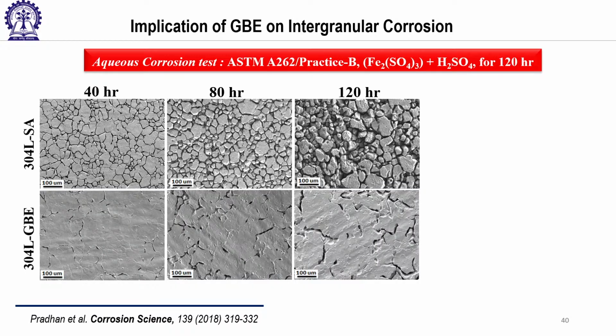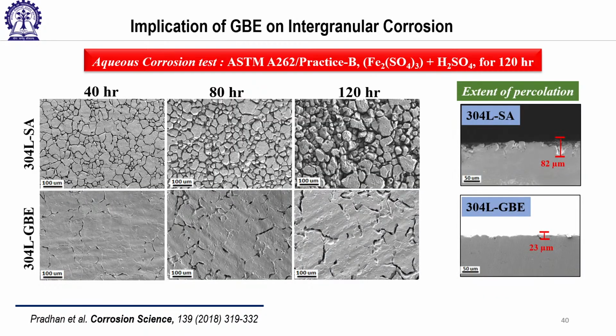Here you can see a big TRD domain, these are big TRD domains. It is pretty obvious that within this TRD domain nothing is happening, because all the boundaries are either sigma 3, sigma 9 or sigma 27. But here I have so many continuously connected random boundaries which have given me a severe kind of sensitization and corrosion. So grains are coming out because of corrosion.